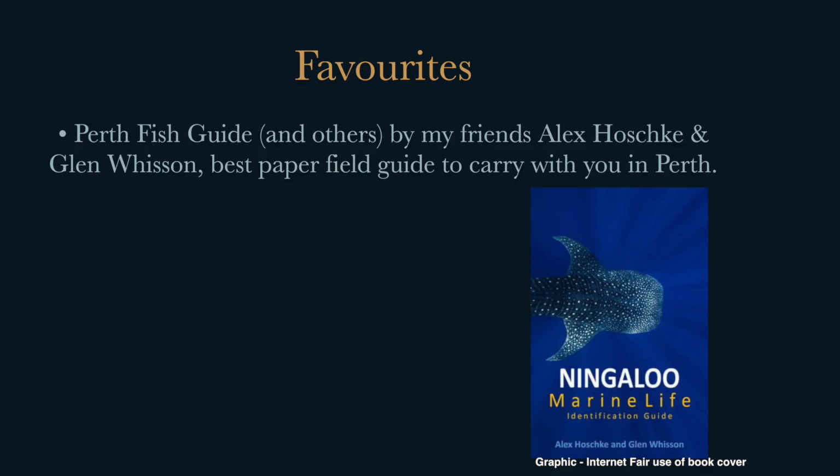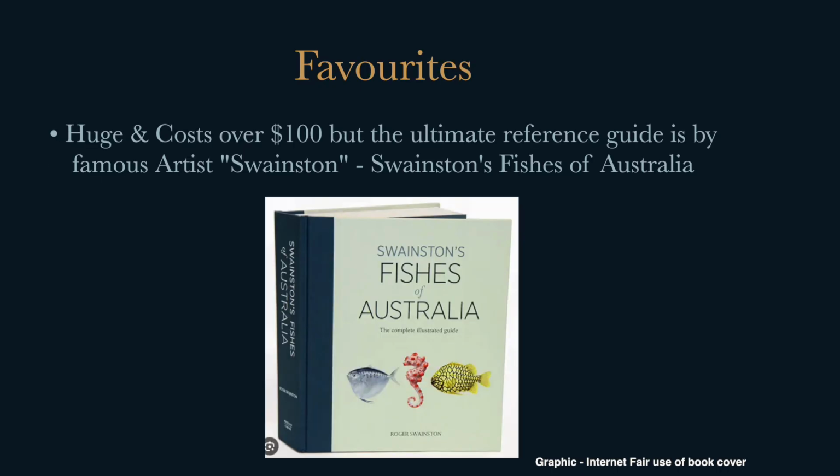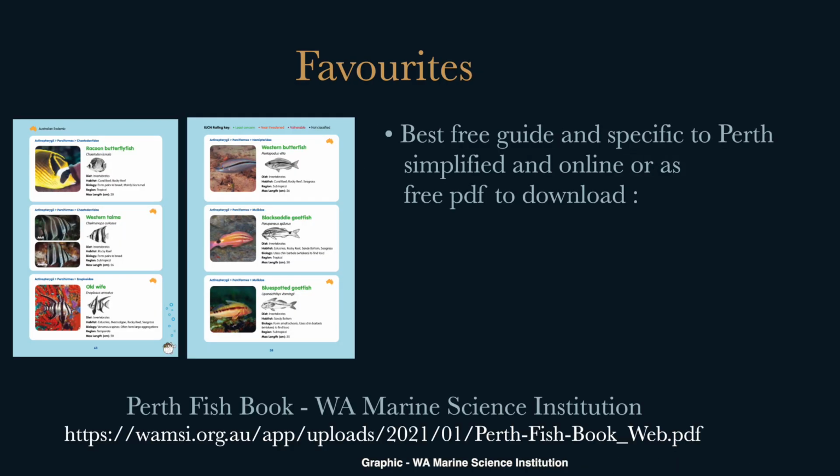If you're going to tropical Western Australia, then the Ningaloo Marine Life ID guide is the one you need. The definitive professional guide is probably Swainston's Fishes of Australia. Swainston is a naturalist and artist based in Fremantle. He has amazingly detailed paintings. This book is huge, weighs a couple of kilograms and costs over $100, but is worth every single cent. The Perth Fish Book is free online and is published by Western Australia Marine Science Institution. It's a great resource, but some of the photos are unclear and not as good as the Perth Fish Guide or Swainston's, but it's free and it's still very good and has great drawings.